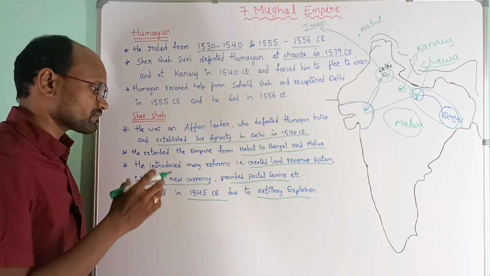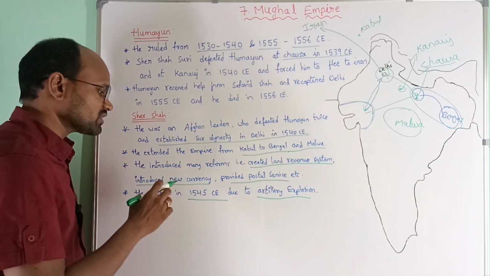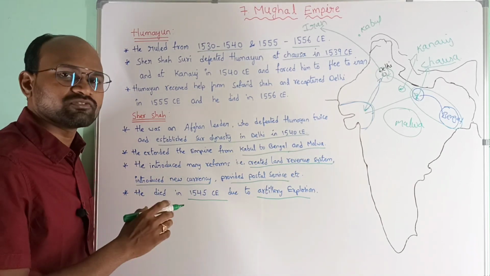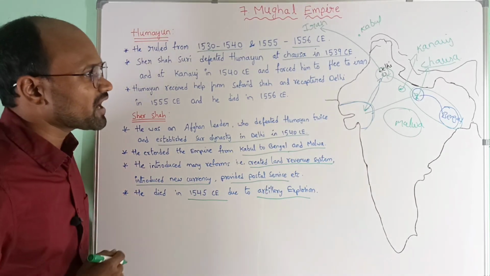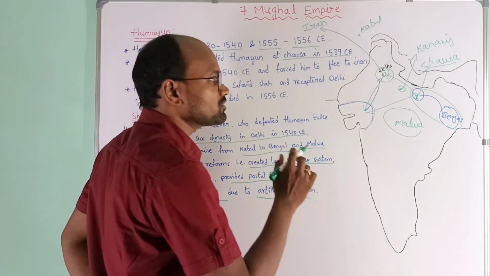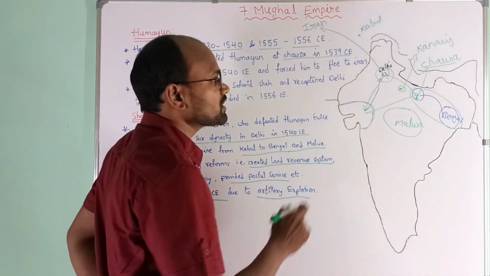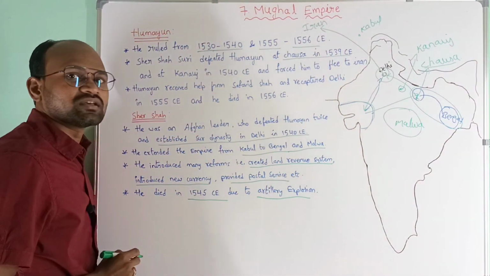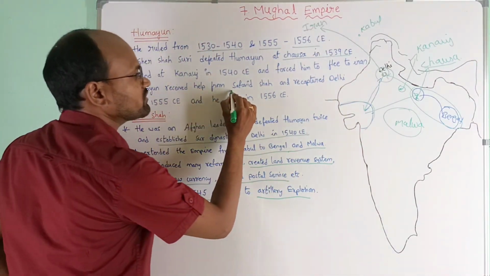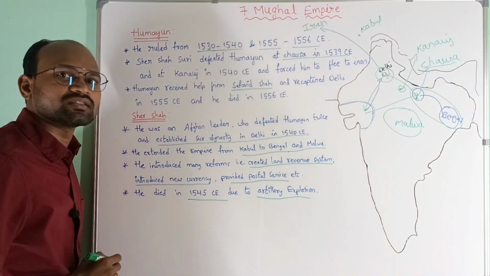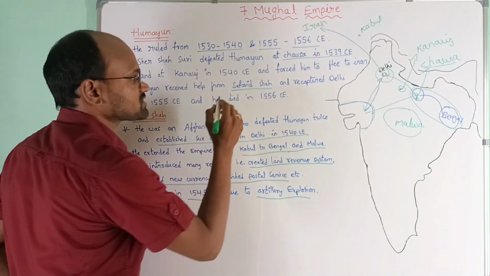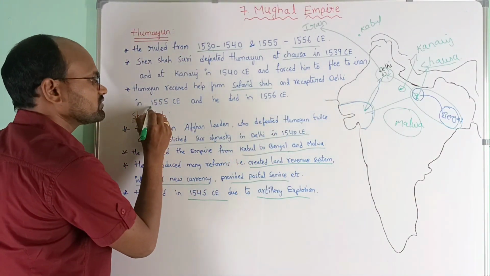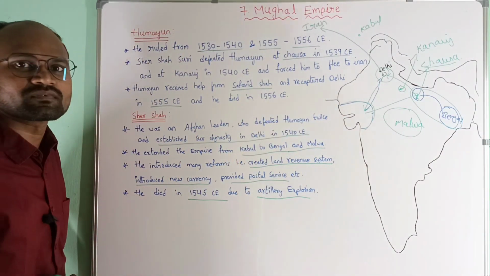So he ruled for 5 years. After 1545, the Sur dynasty ruled for another 10 years, up to 1555. Meanwhile, we have discussed that when Humayun was defeated by Sher Shah Suri, he fled to Iran. There in Iran, he took the help of the Safavid Shah, who was the ruler in Iran. With the help of the Safavid Shah, he again recaptured Delhi in the year 1555 CE.